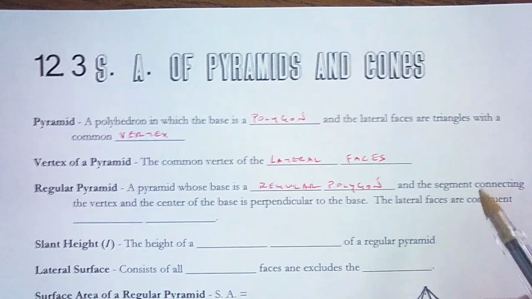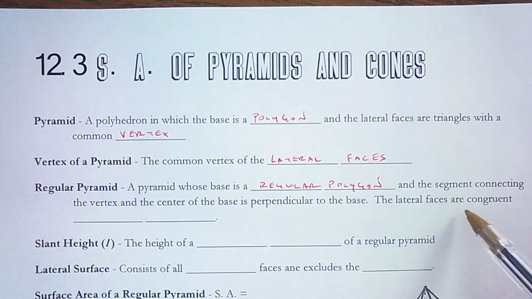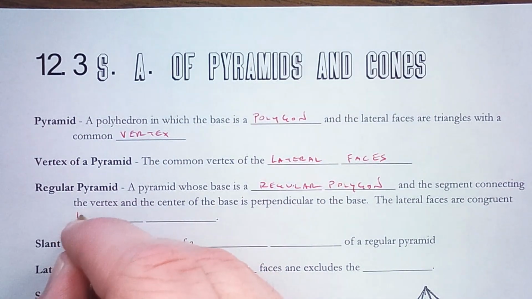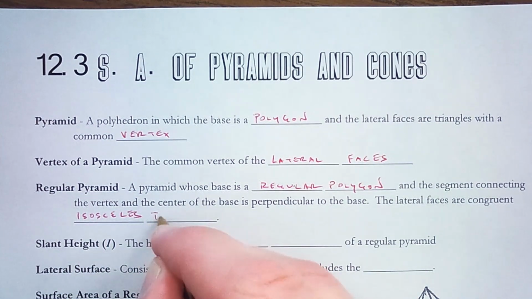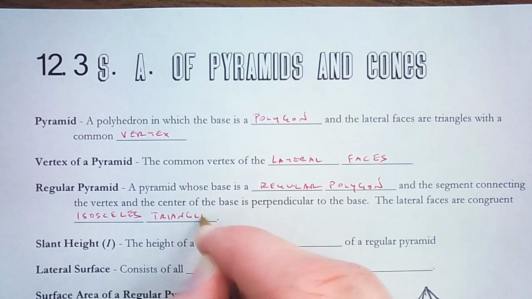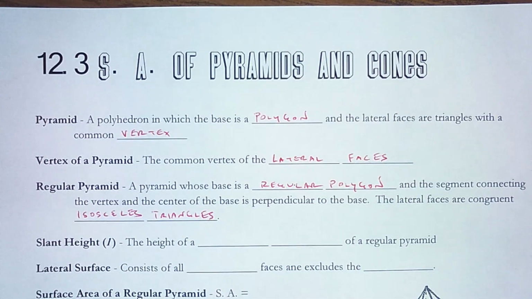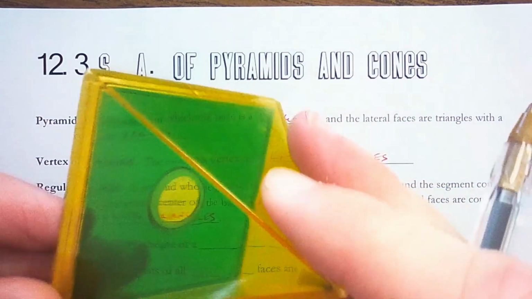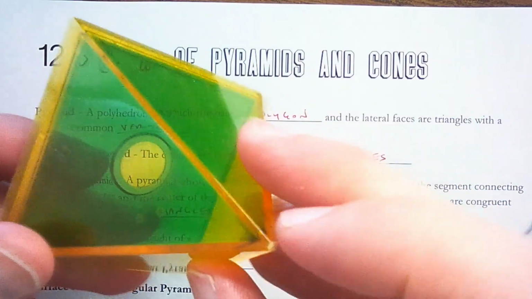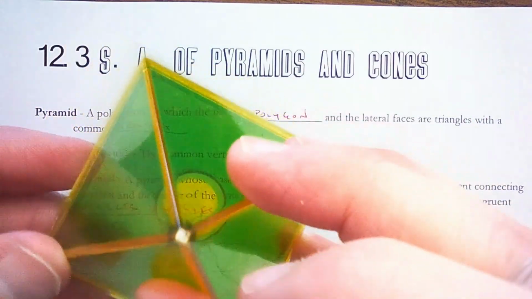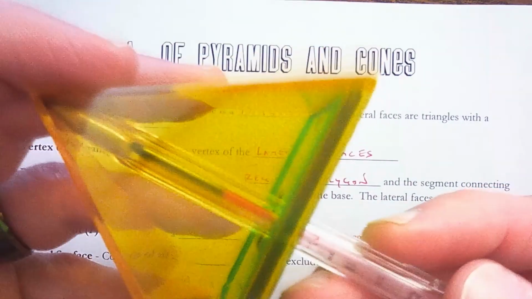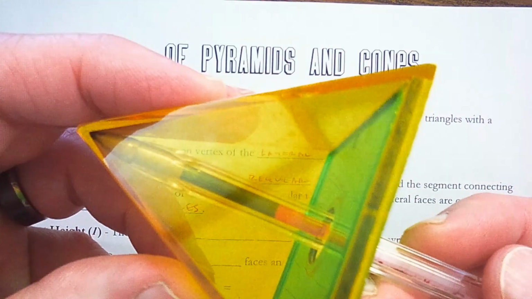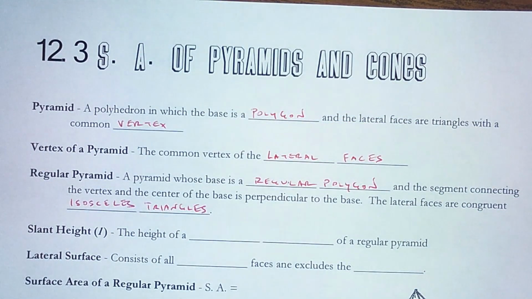The lateral faces of a regular pyramid are congruent isosceles triangles. Okay, so that's the case on both of the pyramids I have shown you. We've got 4 of them on here. They are congruent and they are isosceles. And once again, the segment from the vertex to the center of the base is perpendicular to the base. That is the height of the pyramid.